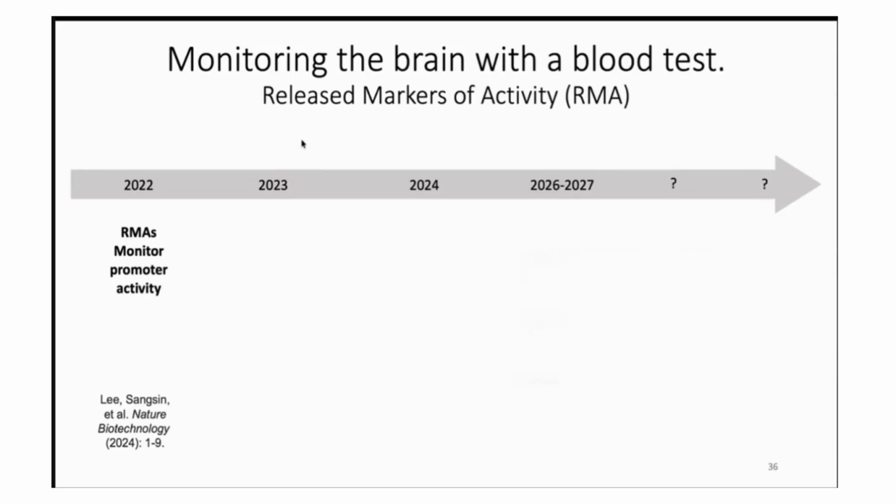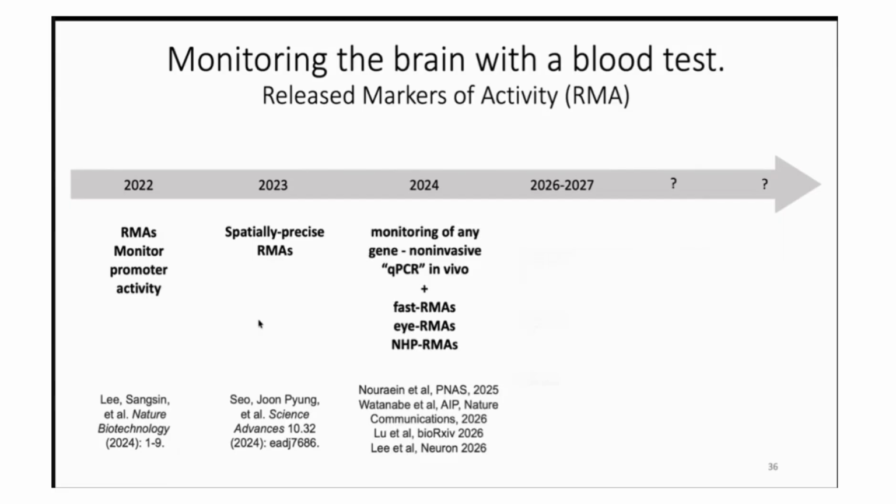So where are we going with the whole RMA technology? In 2022, we developed the basic RMA technology that can monitor promoter activity. It took us 18 months to publish that because Nature is just very slow, the whole Nature publishing group. Then we made the spatially precise RMAs, and that took us another year or so. And then in the last year, we have published a bunch of preprints, and eventually they got published.